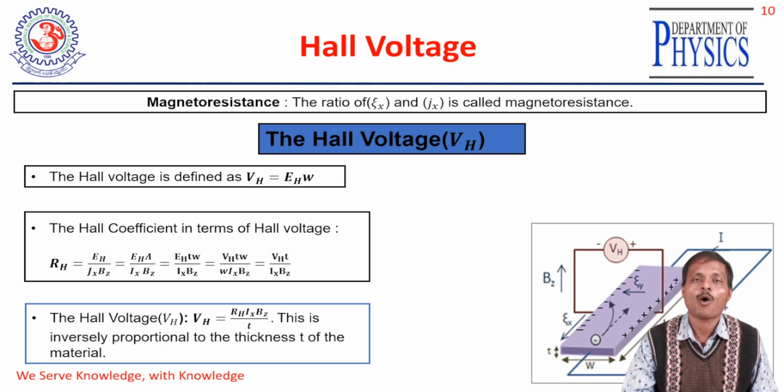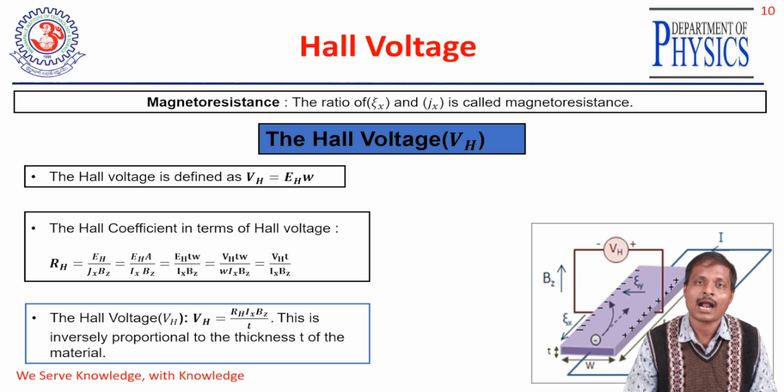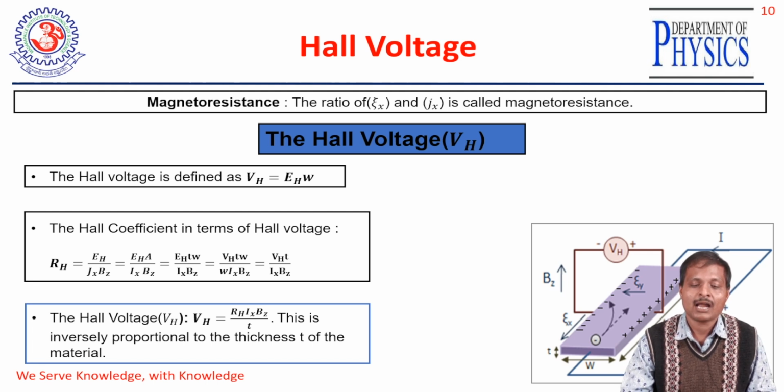So now, how do we write the Hall coefficient in terms of Hall voltage? We know RH equals EH by Jx into Bz, right? EH we know from the Hall field. What is Jx? Jx is the current density, that is current per unit area, so that is Ix by A. Now what is A?